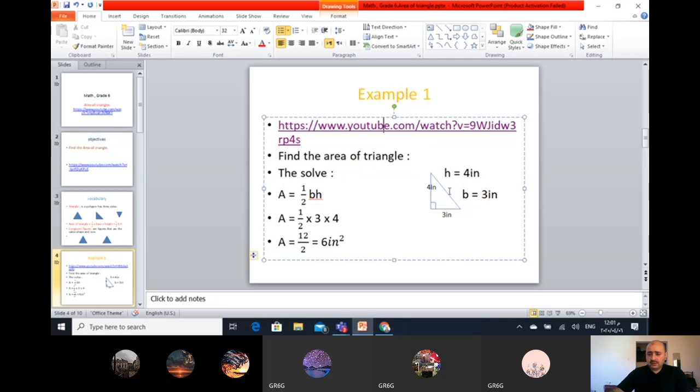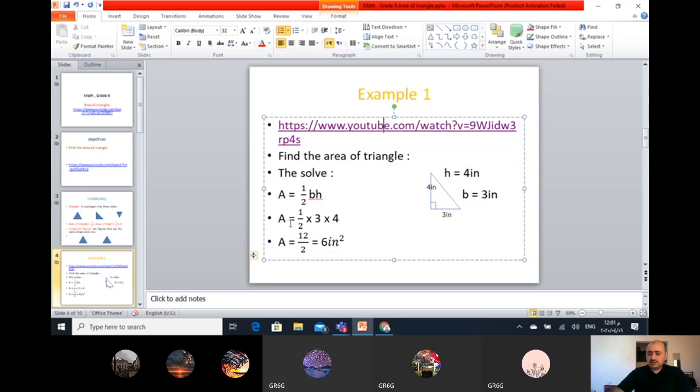How to find the area? The first step, write the formula of the area of a triangle. A means area. A equals 1/2 multiplied by the base multiplied by the height. Now I want to find the value of A. I want to know the area. So here A is on this side. On the next side we have 1/2 multiplied by the value of the base. The value of the base will be 3. And the value of the height will be 4.